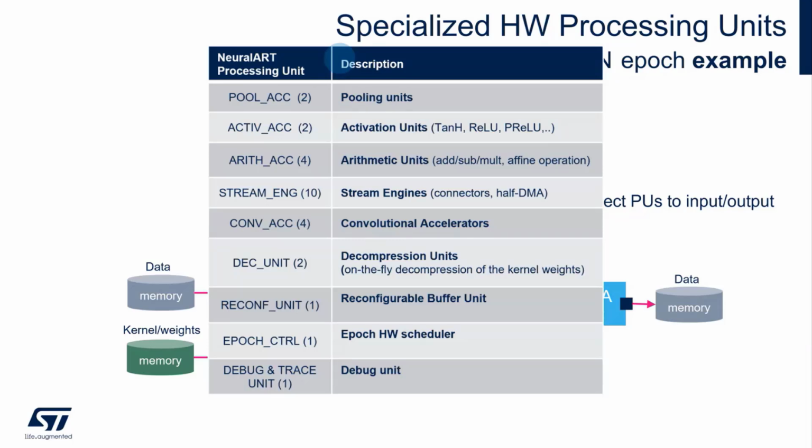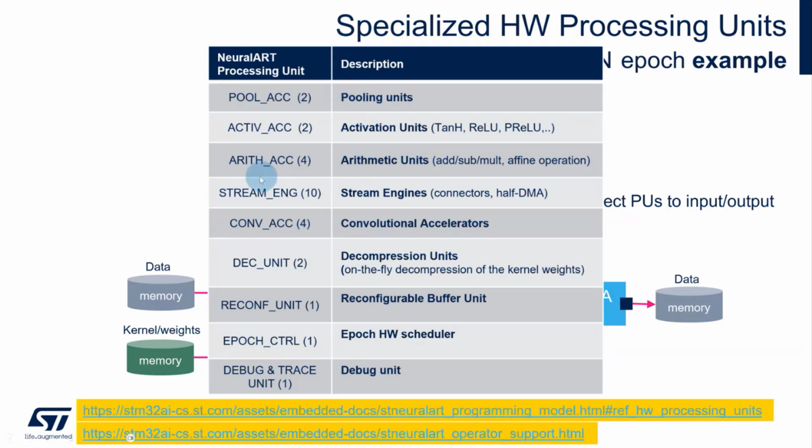So we will not go deeper into this neural art. The idea was first to help you understand the output of the compiler, and also to show you that the neural art is not fully a black box. We give the visibility to what is inside, so that you can understand the potential limitations. Each time you will see at the bottom in yellow the links to the corresponding documentation on st.com or on the wiki pages.